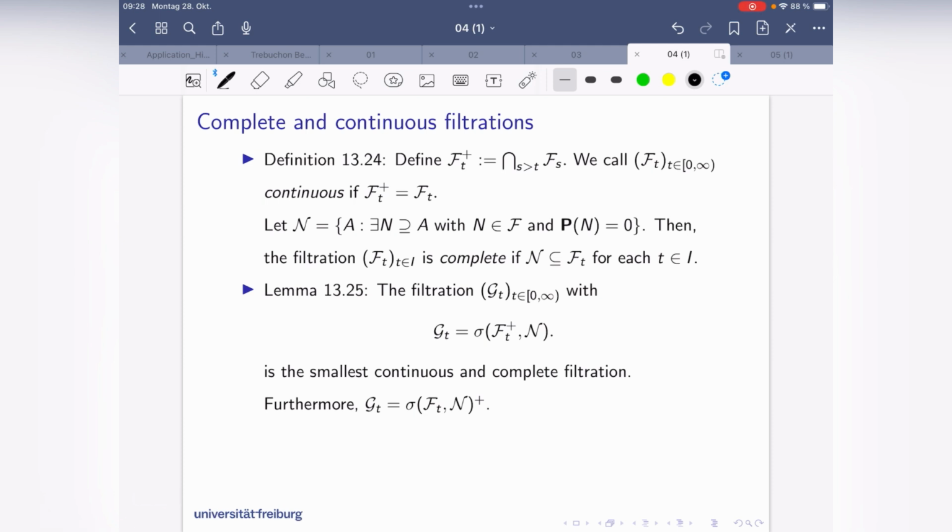Here's one definition and one result, which I'm not going to prove here, but which are good to know, and you can check the result in the manuscript. We want to have nice filtrations, and the question is, what is a nice filtration? And the answer is, a nice filtration is one which is continuous and complete. What does continuous mean? That means that Ft plus equals Ft, where Ft plus at time t is the intersection over all Fs, s bigger than t.